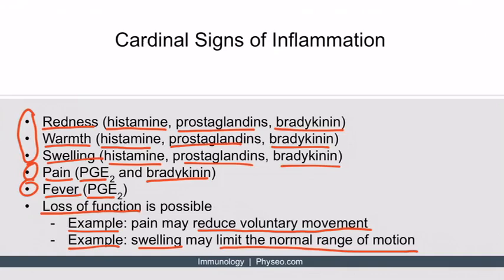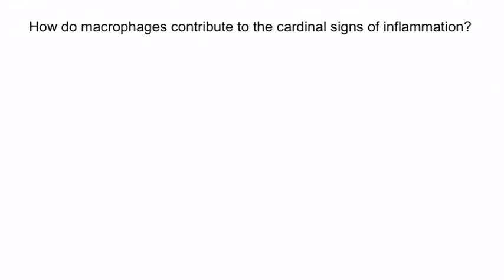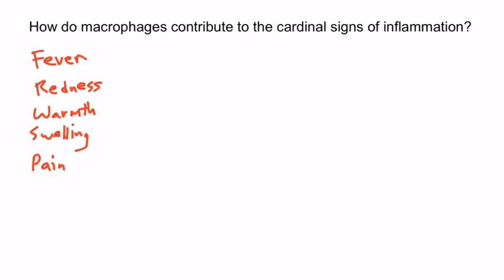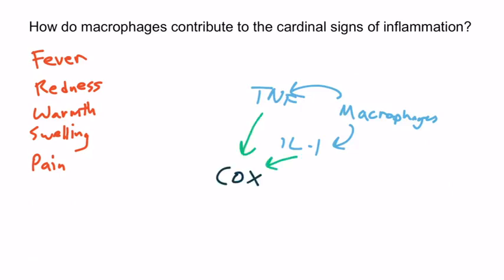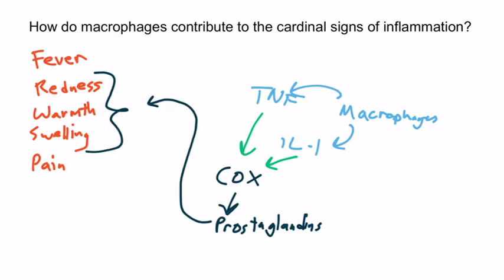And now that we've covered acute inflammation, let's review with a question. How do macrophages contribute to the cardinal signs of inflammation? Well, recall that the cardinal signs of inflammation include fever, redness, warmth, swelling, and pain. And how do macrophages lead to these findings? Well, it's primarily through their release of TNF and IL-1. Both of these will upregulate cyclooxygenase, which will lead to more prostaglandins. And all of the prostaglandins will contribute to redness, warmth, and swelling. And prostaglandin E2 is what specifically leads to fever and pain.